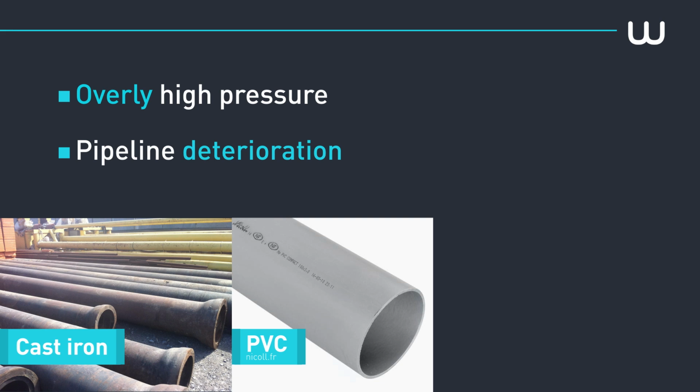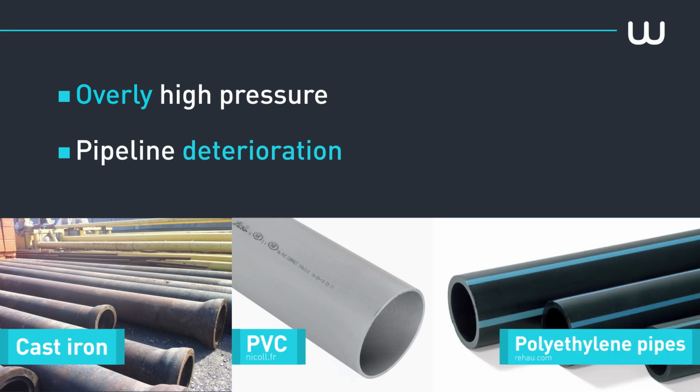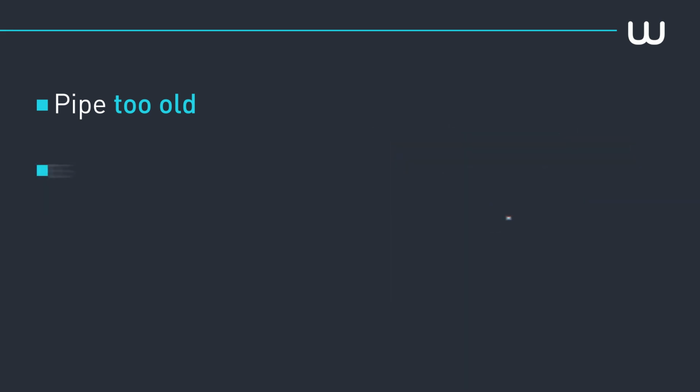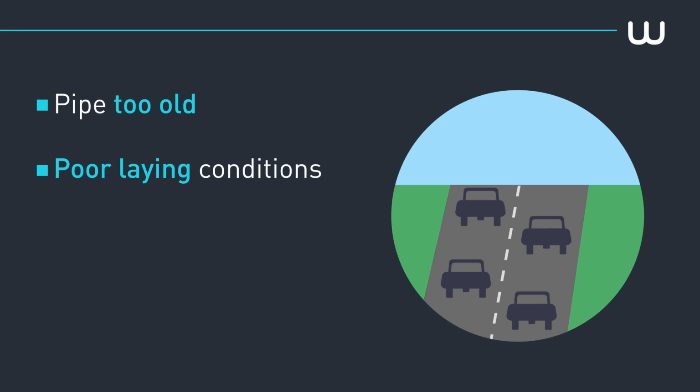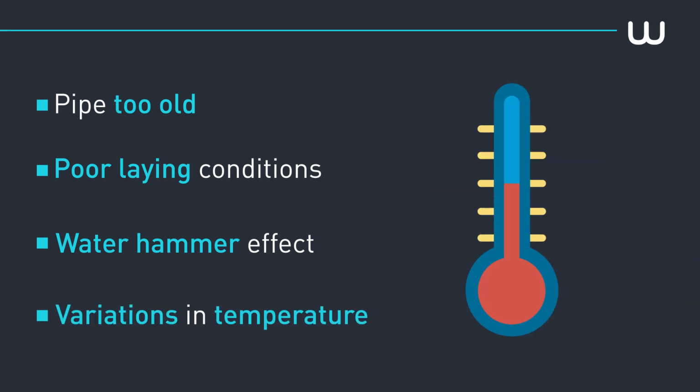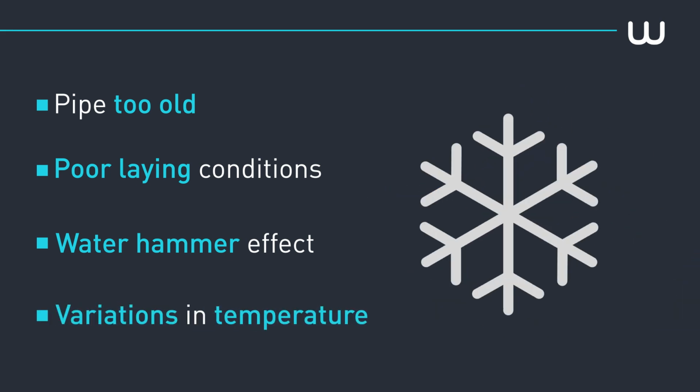We can also observe problems of leaks on polyethylene pipes in the case of disinfection using chlorine dioxide. On older pipelines, laid for more than 50 years ago, the risks are also higher. Poor laying conditions: if laying standards are not respected, or if the pipeline is located under a busy road, leaks are frequent. Water hammer effects, but also variations in temperature, namely when pipes thaw, can also create leaks.